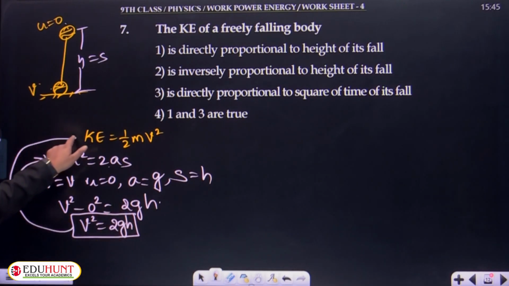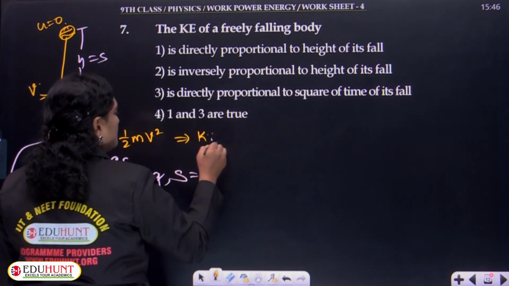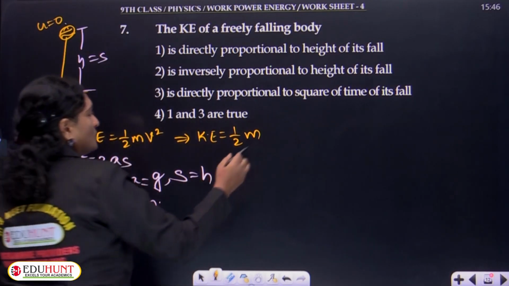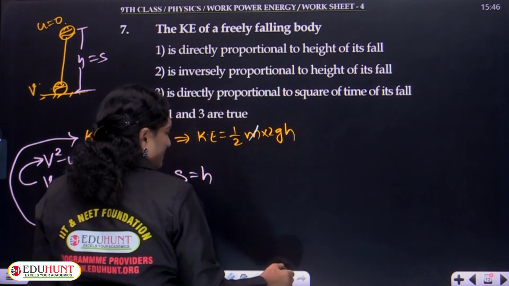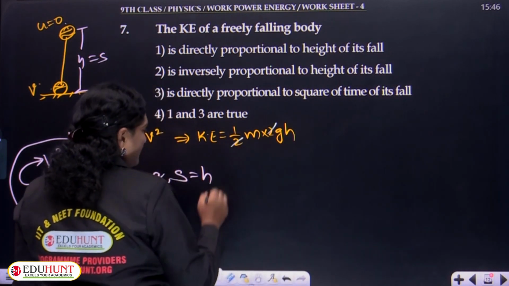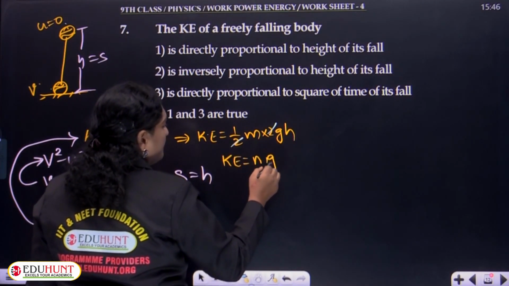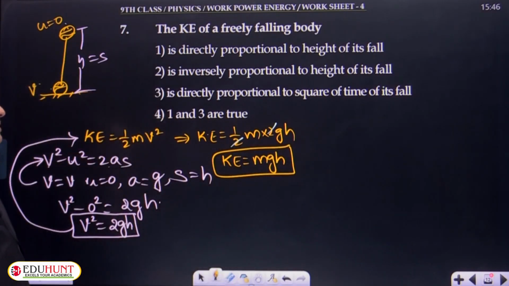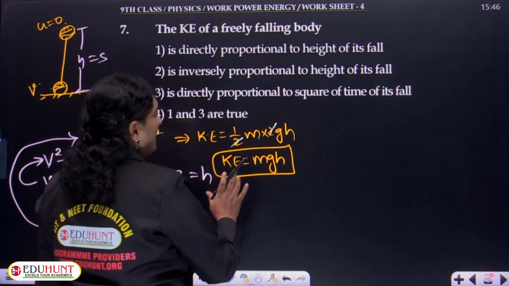Substituting the value of v square as 2gh in the above equation, the kinetic energy is equal to half m. So let us replace v square with 2gh. Then how much are you getting, children? This 2 and 2 get cancelled. Therefore, we found that the kinetic energy equals mgh. What is mgh? It's potential energy, which we will discuss later. Kinetic energy equals mgh.